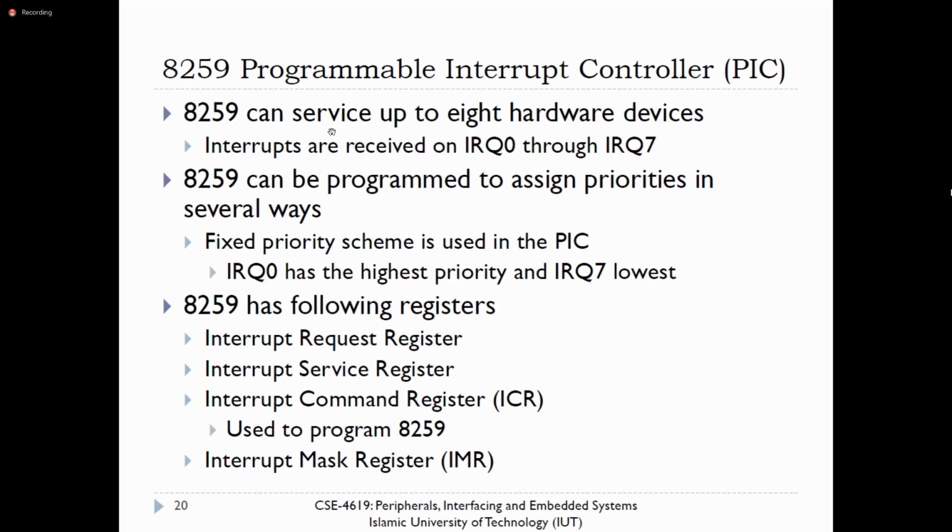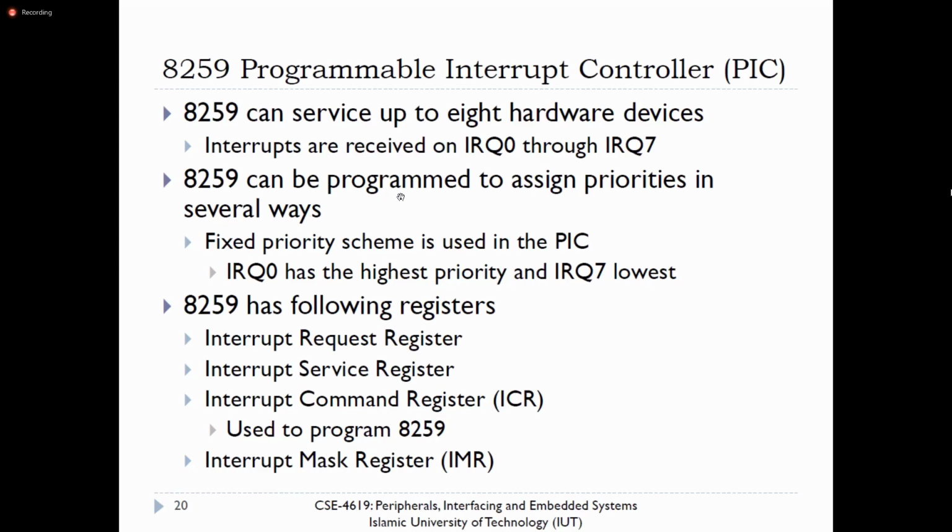Though 8259 can work with a maximum of 64 parallel interrupt requests, at a time it can serve up to 8 hardware devices. So the 8 hardware devices may come from the master-slave concept, or they may come from 8 different hardwares. And you have already come to know that interrupts are received on interrupt request 0 pin through interrupt request 7 pin. And 8259 can be programmed to assign priorities in several ways.